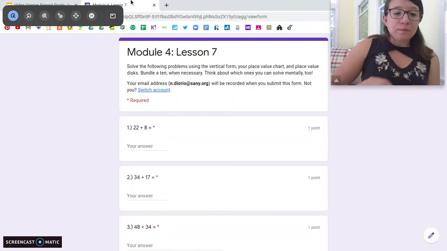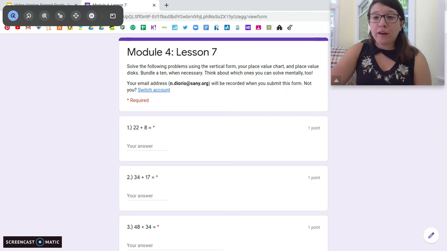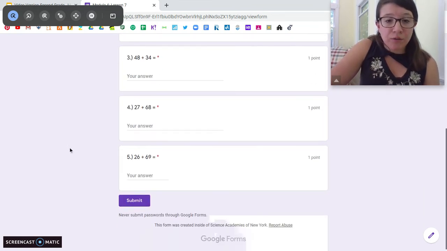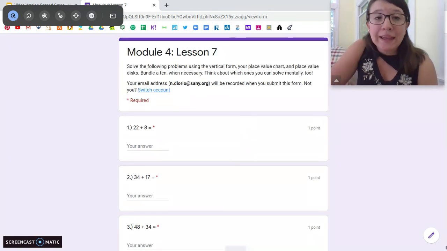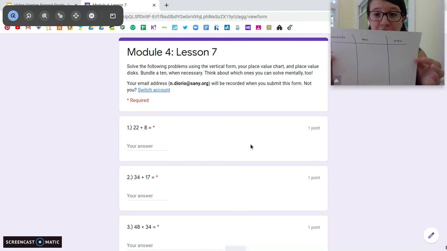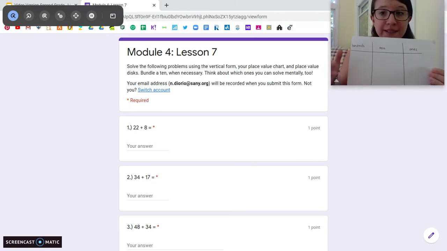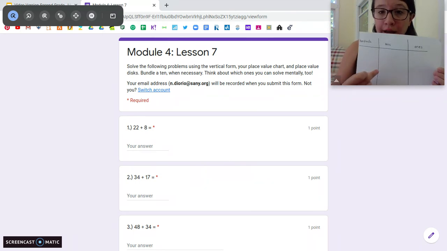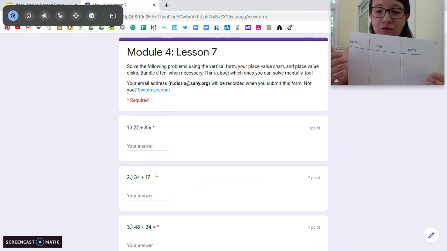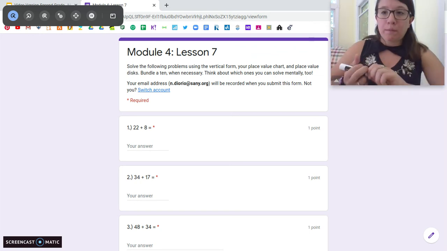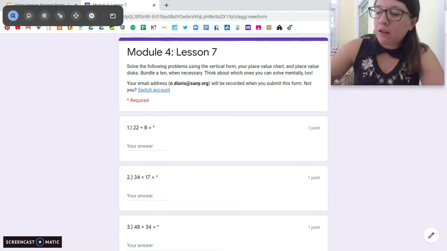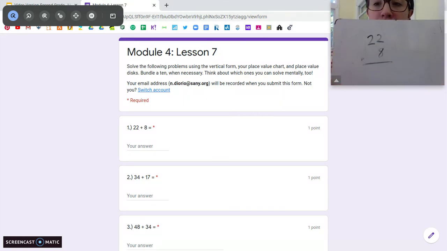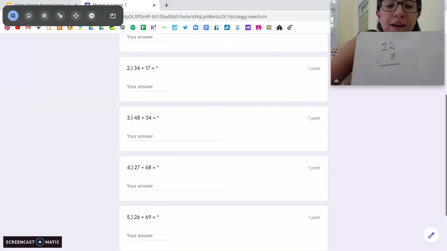Okay? So for your exit ticket today, you're going to go through these 5 problems. Make each of them on your place value chart. When you can bundle a 10, remove the 10, add it to your 10s place. Okay? I want you to practice writing these on your paper, on a separate sheet of paper in the vertical way, just so you get used to it. Okay, so take the time and write each of these in.